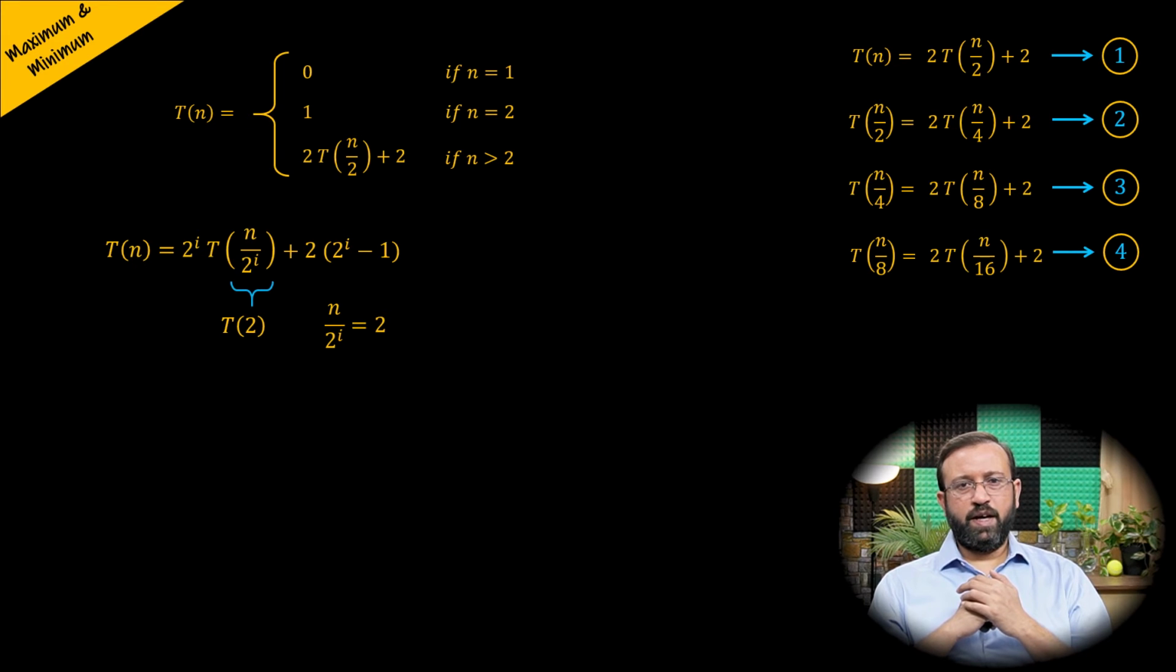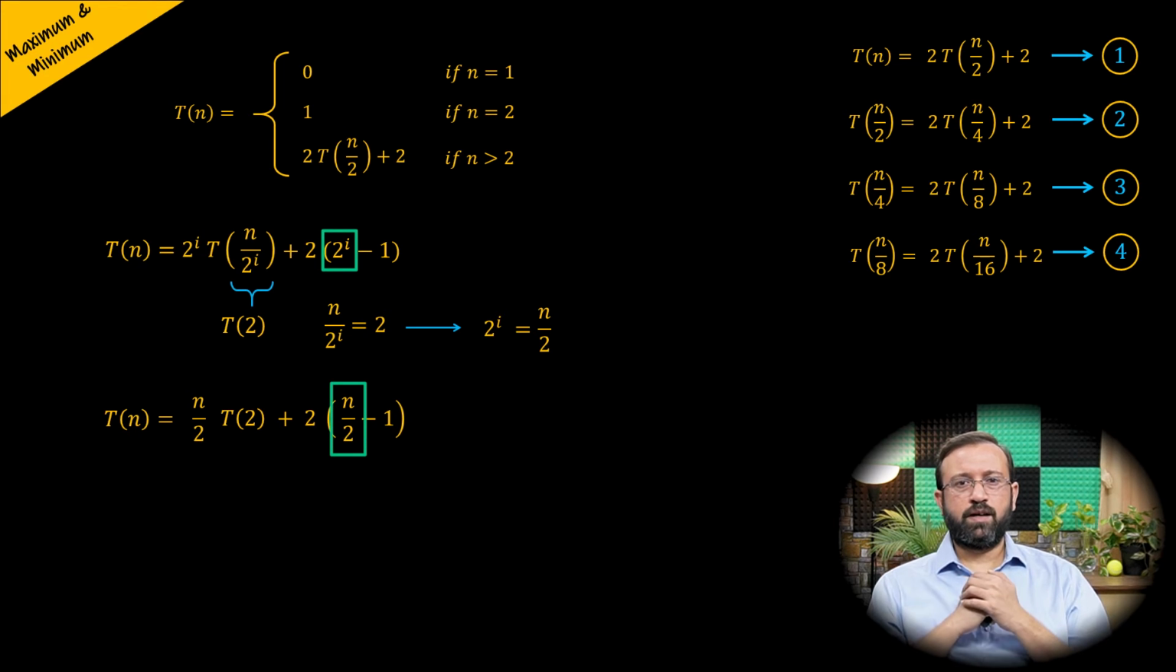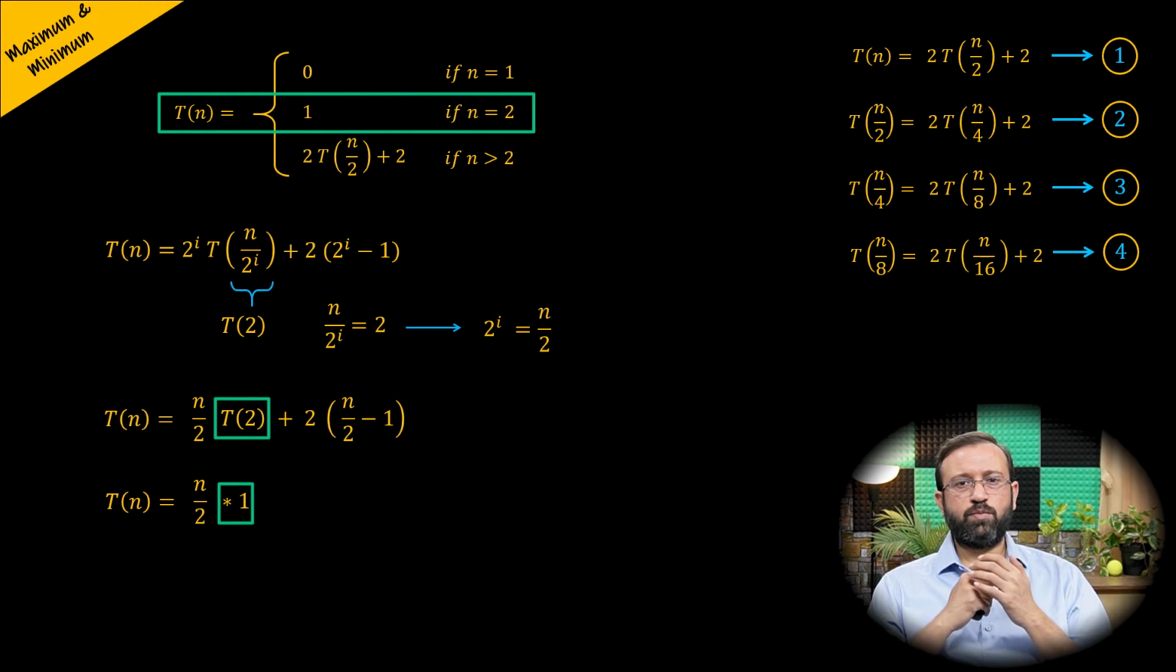So when n by 2 power i is 2, we can write it as 2 power i equal to n divided by 2. So t of n is equal to, instead of 2 power i, we can write it as n divided by 2 multiplied by t of 2 plus 2 multiplied by, instead of 2 power i, n divided by 2 minus 1, which is t of n equal to n divided by 2, and we can write t of 2 as 1 since we have reduced the expression to the smallest value.